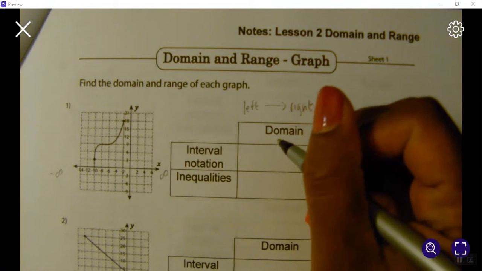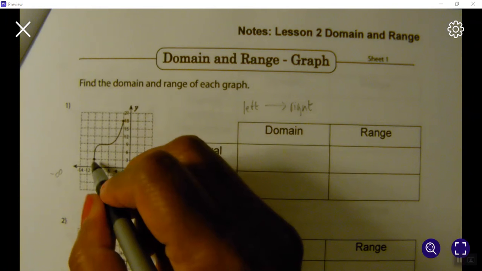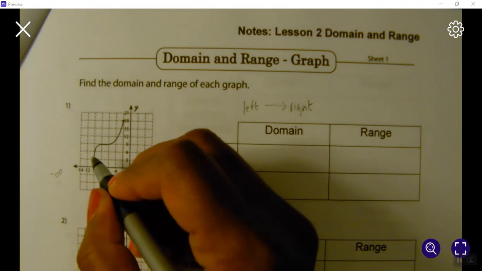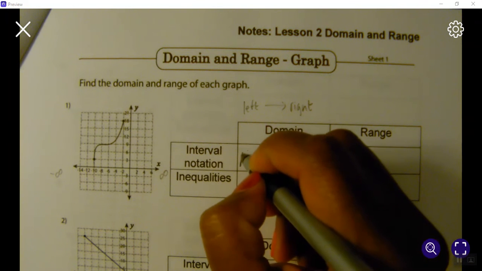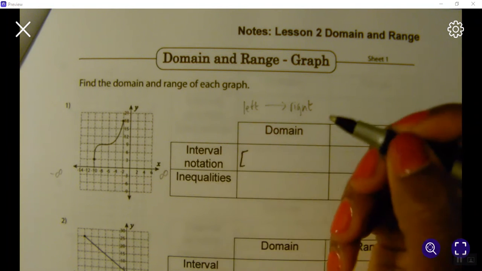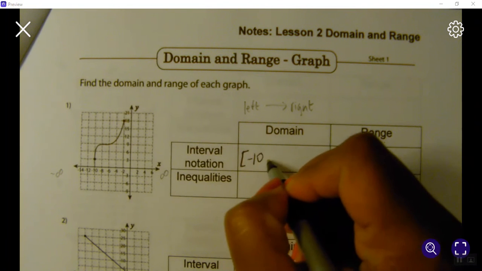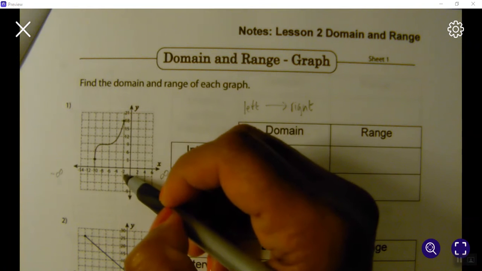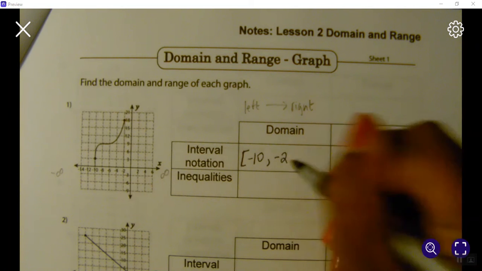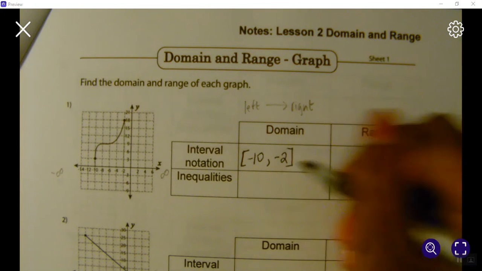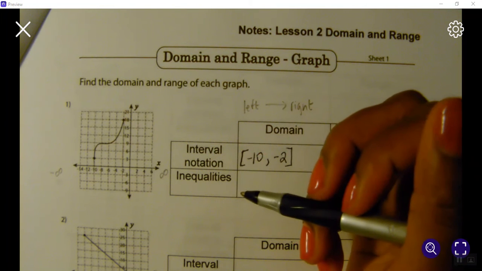So the way we would write it in interval notation, you notice here there's a closed circle. So a closed circle, we would put a closed bracket, so it looks like a little half a rectangle like that. And we write the first number, which is -10, comma, and then we go to the number -2, and there's also a closed bracket, which means it includes -2. That is writing it in interval notation.